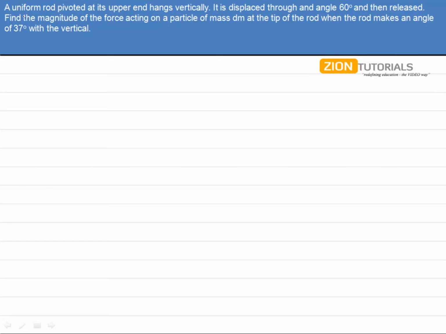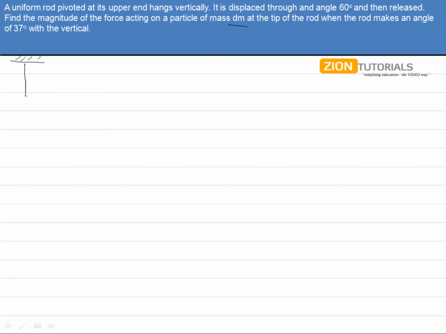As the question says, a uniform rod pivoted at its upper end hangs vertically. It is displaced through an angle of 60 degrees and then released. Find the magnitude of the force acting on a particle dm at the tip of the rod when the rod makes an angle of 37 degrees with the vertical.